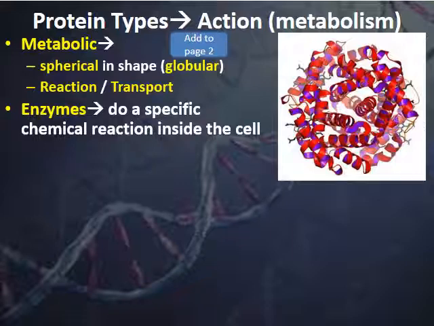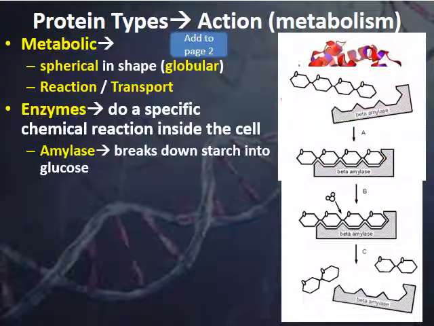Enzymes, again, they all do a really specific chemical reaction inside of the cell. So one example might be amylase. Amylase is what breaks down starch into glucose. So anytime you're eating bread or pasta or rice, you're eating really, really long, complex chains of sugar. And that sugar is great, but you need to actually break it down into an individual glucose unit. You need to break it down into smaller pieces, like that. And amylase is what's going to be responsible for doing that.